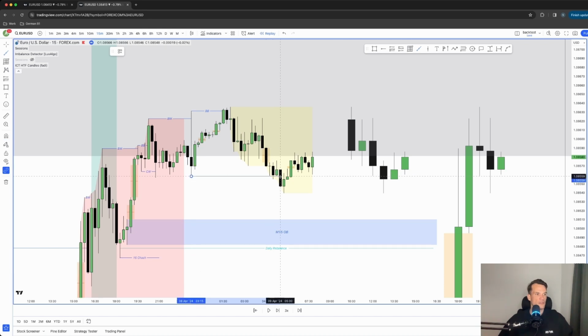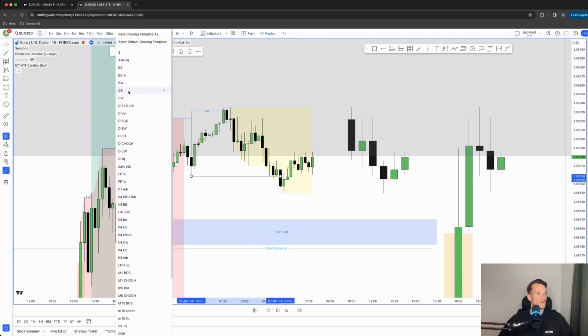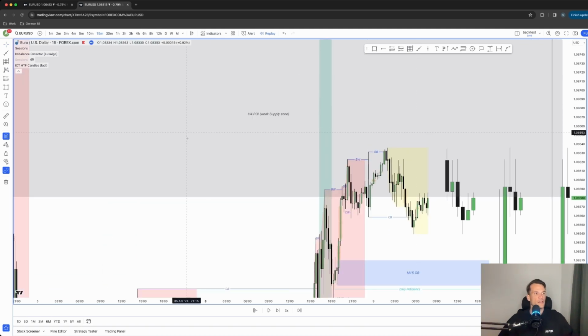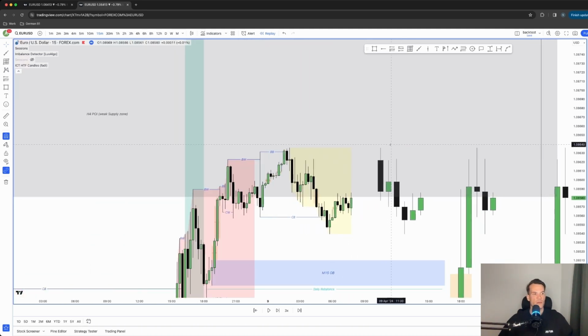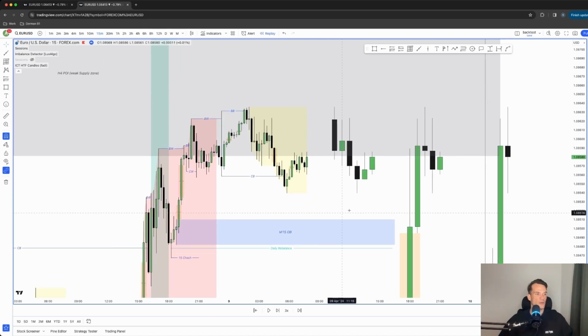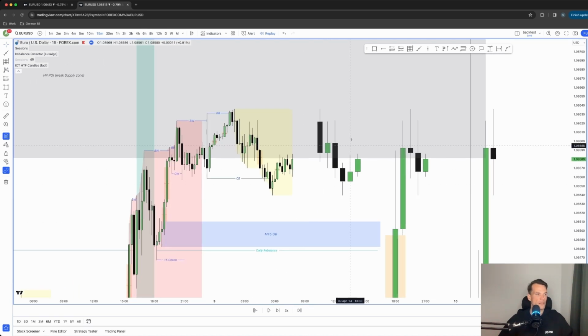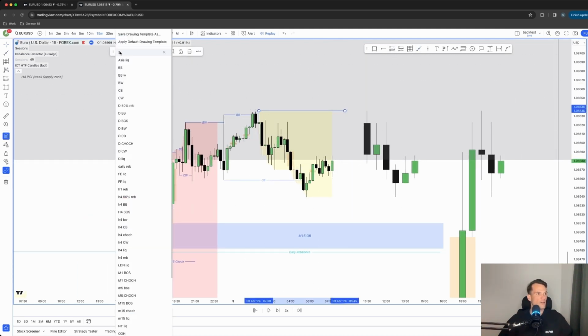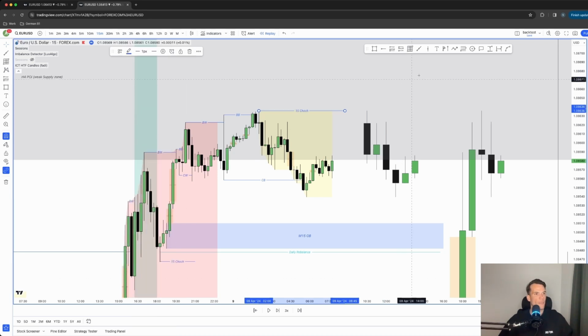Okay, so that was our chock level. We closed here, so we have a chock with body here. Okay, so we've got a chock with body inside this H4 OB, it's a weak supply zone. However, it's still a supply zone. We've got some areas below that we might be targeting. Do we have a nice order block in this area? Let me mark out the boss and chock levels. So that would be our chock level now, and that would be our boss level.